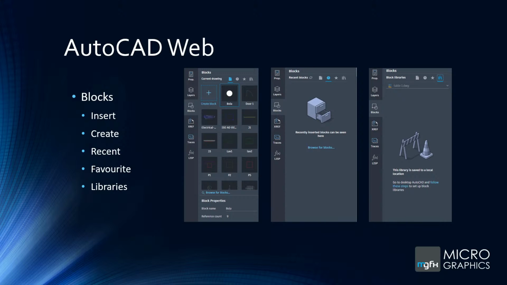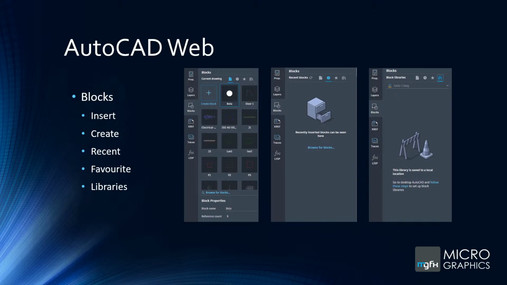So with this, you'll see, inserting a block is exactly the same as you would be inserting a block in normal AutoCAD. If you look at the command line at the bottom, it'll be select the geometry you want, select your base point, create block. Great, there we go. You've got recent blocks as well. So any blocks that you have inserted will be there.